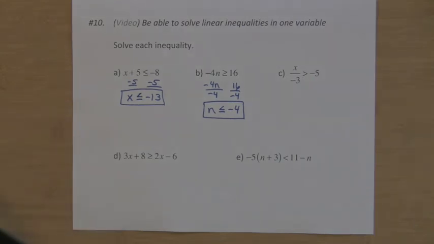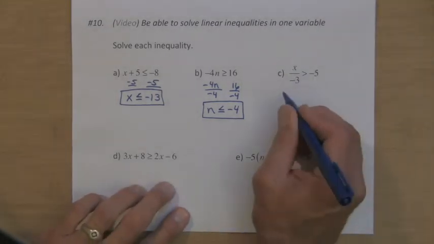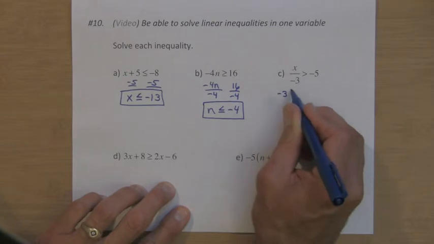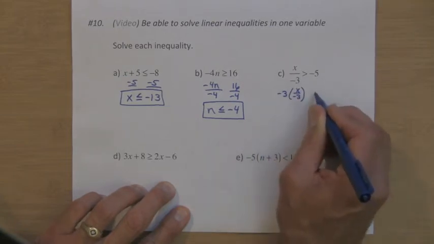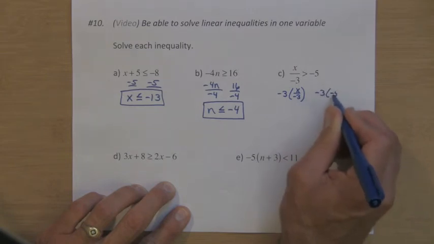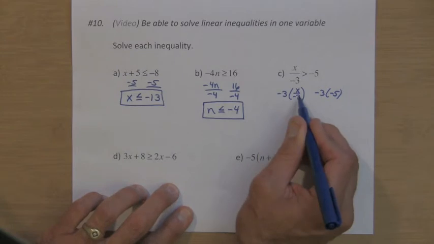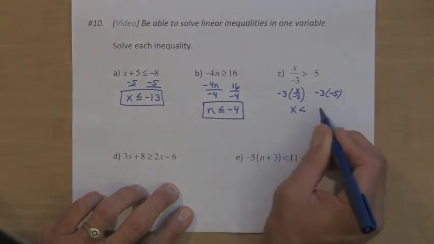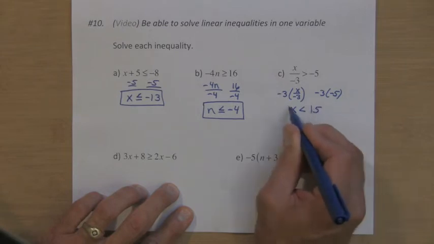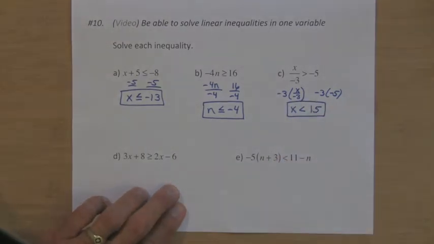Next one, x is being divided by negative 3, and that's greater than negative 5. The inverse of dividing by negative 3 is multiplying by negative 3. So I would multiply both sides of the inequality by negative 3. And if I multiply by negative 3, that requires that I switch that sign. So these negative 3's cancel out. I have x by itself, but the greater than becomes less than, and negative 3 times negative 5 is a positive 15. So my solution is x is less than 15.